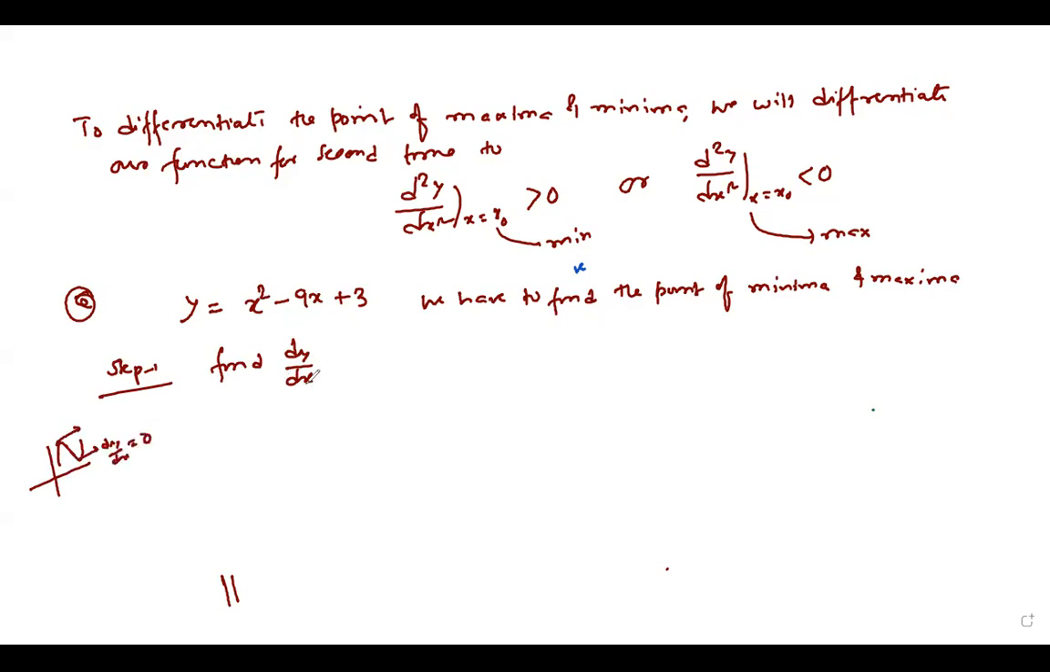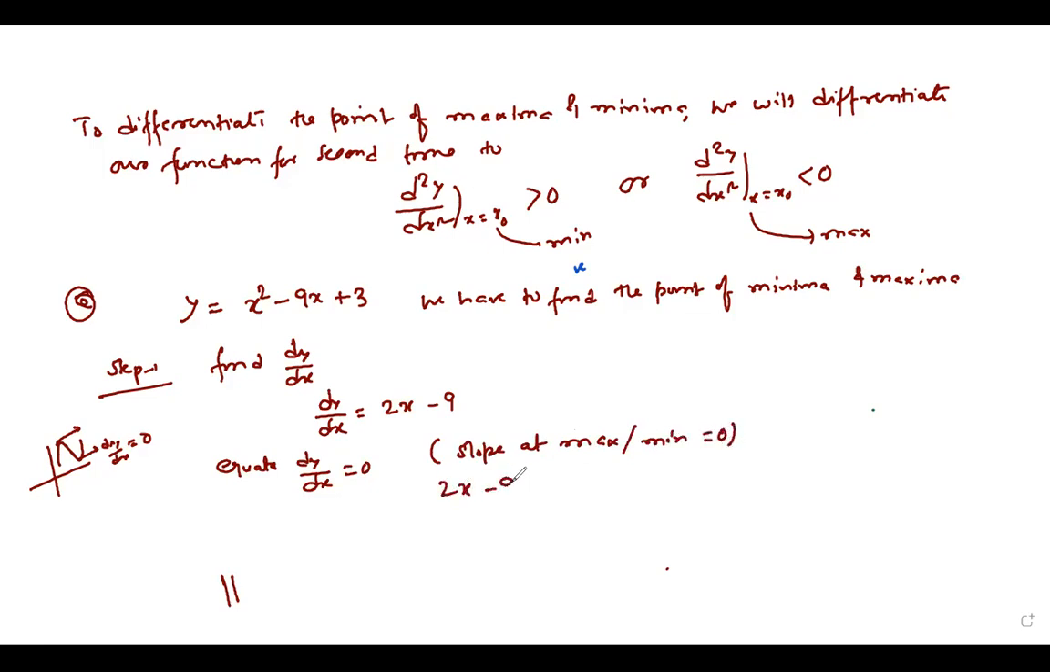So first step is find dy by dx. This is 2x minus 9. Now equate dy by dx to 0, because slope at maxima and minima is 0. So 2x minus 9 is 0. So you get a point x equal to 9 by 2. Okay, now we have to find out whether this point is point of minima or point of maxima.